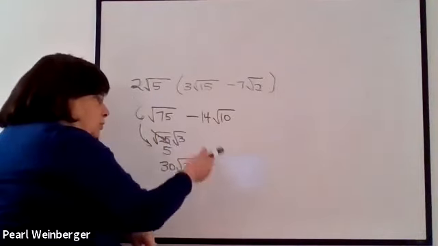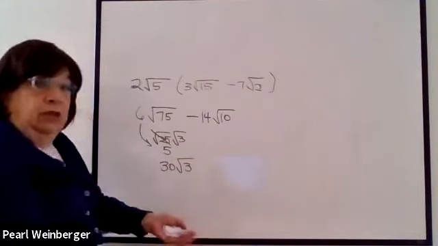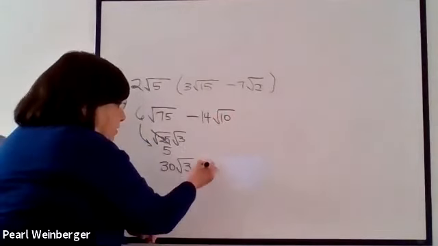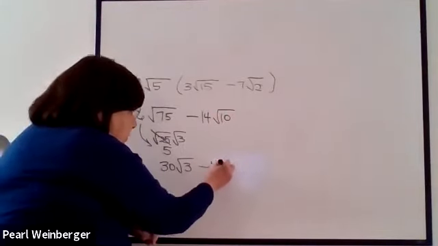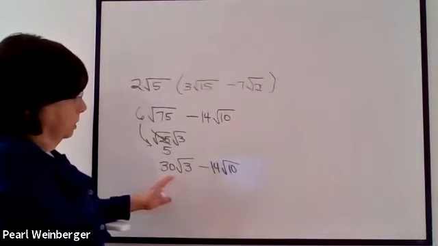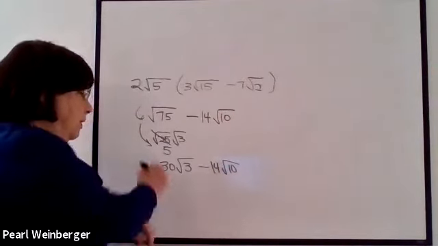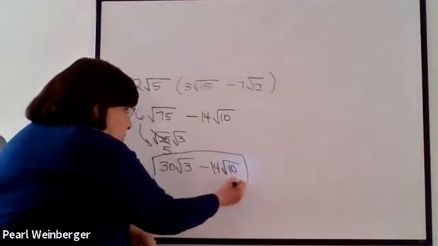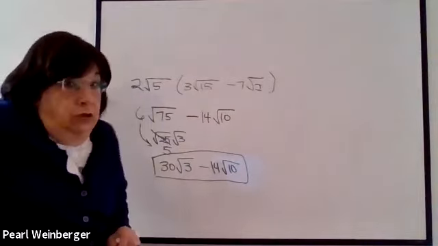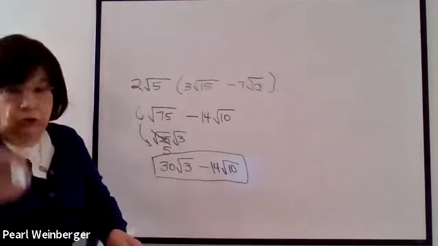And then I go to my next term. Now, the only thing 10 breaks up into is 5 and 2. Neither of those is a perfect square. So I can't simplify. Not everything can be simplified. So I just bring this down. And my final answer becomes 30 radical 3 minus 14 radical 10. And that's my final answer. So if I have a monomial times a polynomial, I just use my distributive property and multiply term by term by term.